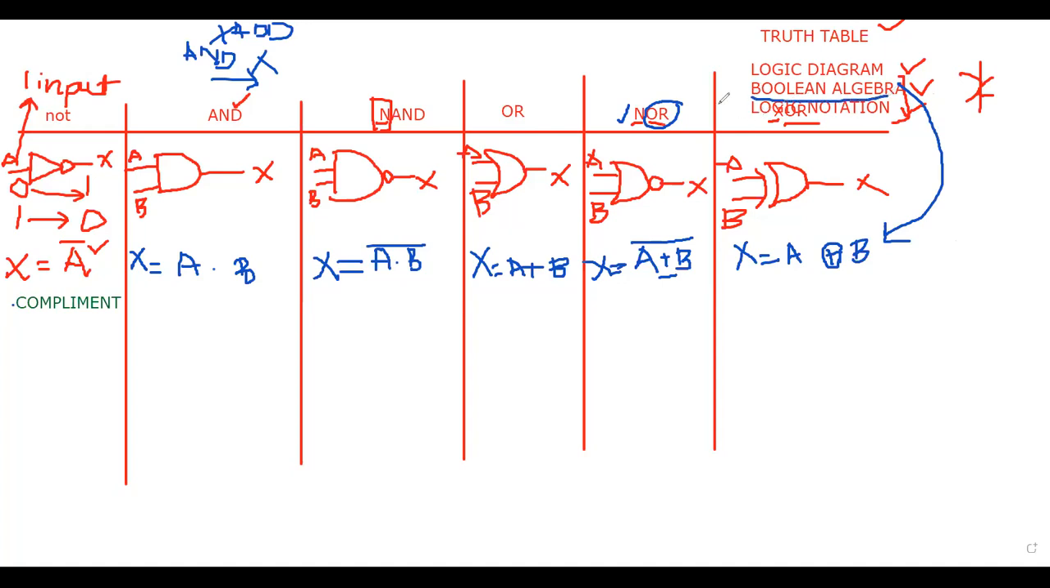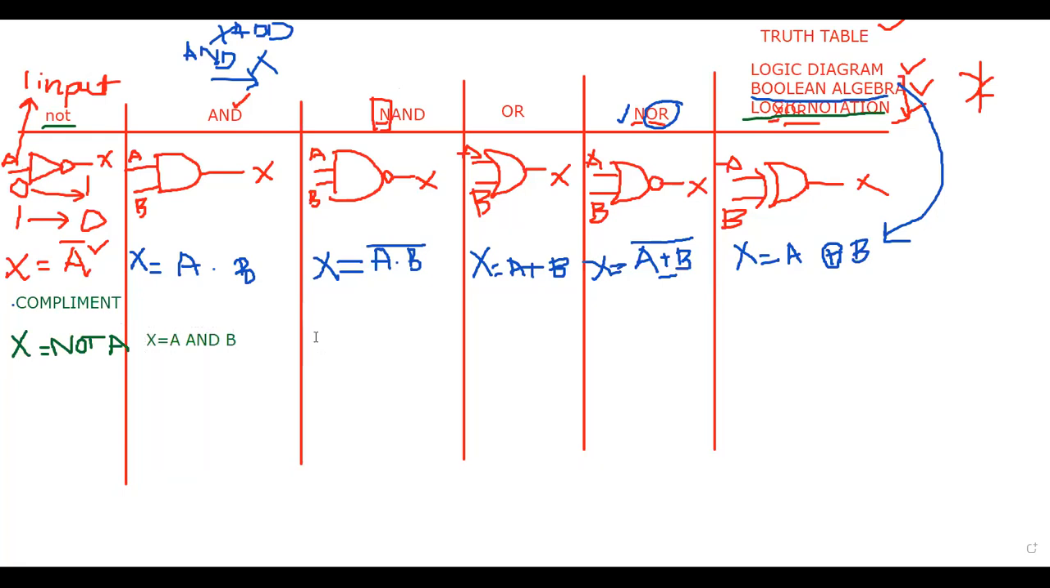Now moving on to the logic notation. For logic notation, I will use the green color. Logic notation would be like X is equal to, and in logic notation we will use the name of the gate, not A, and the input. Got it? Now in the case of AND, what will we write? X is equal to A and B.